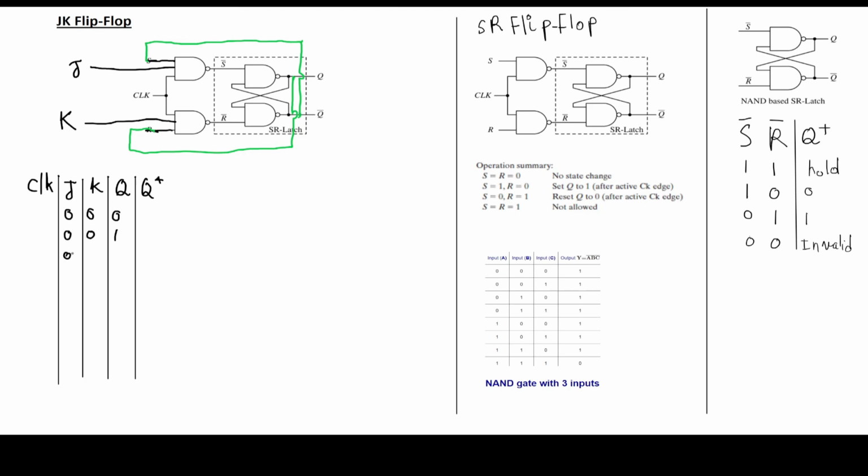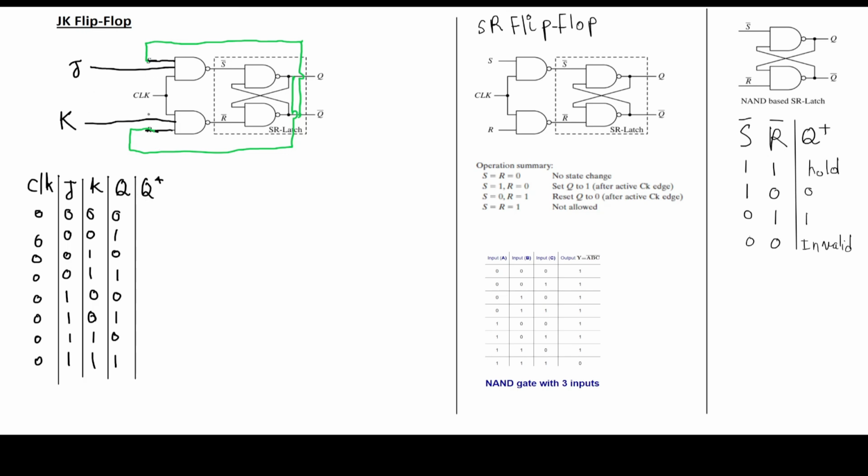And then the next possibility is to have 0, 1. We write it twice because the current state could be 0 or 1. Then 1, 0, we also write twice because the current state could be 0 or 1. And then 1, 1, we write it twice because the current state could be 0 or 1. In this scenario, we're going to assume the clock is disabled. Now we want to figure out what the next state will be.